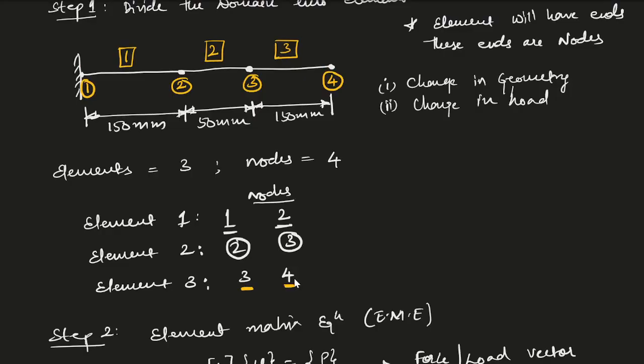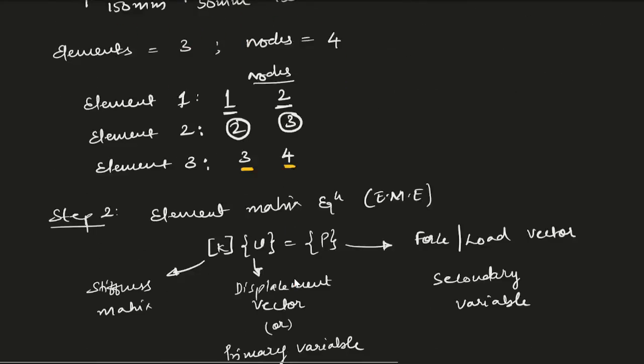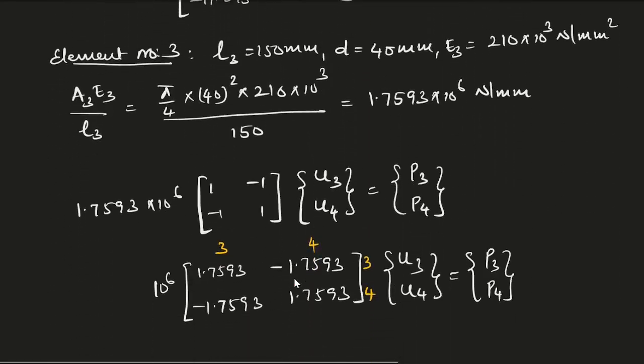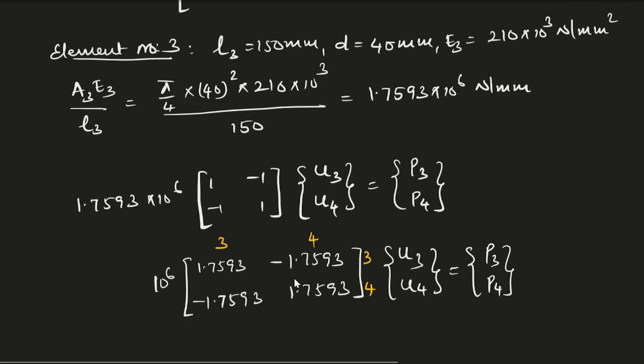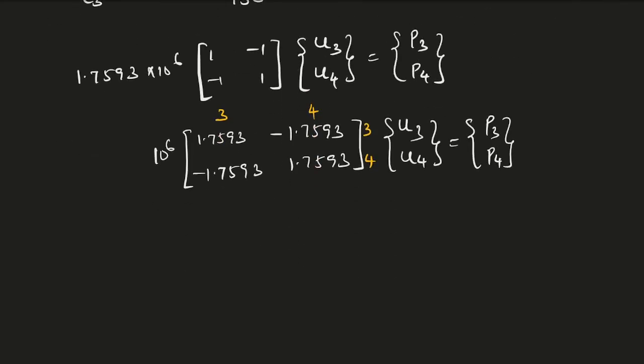Okay. So we have calculated all the element-wise calculations. Now we have to do the fourth step, that is the assembly of the stiffness matrix.